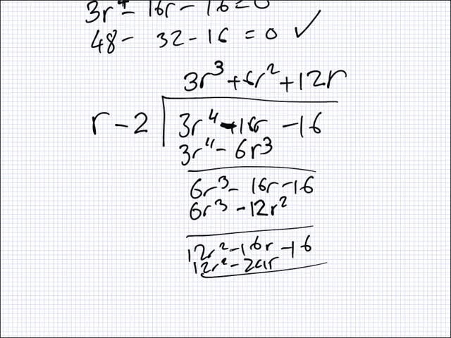Nice. 36r, no. Not 36, what am I saying? 8r minus 16. So the last one here is 8, and you get 8r minus 16.